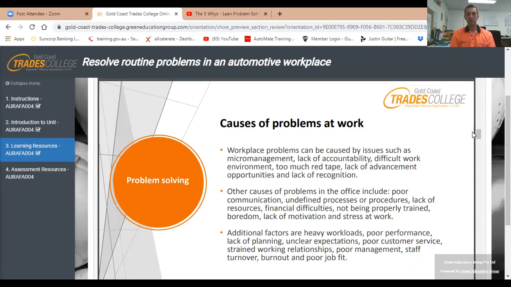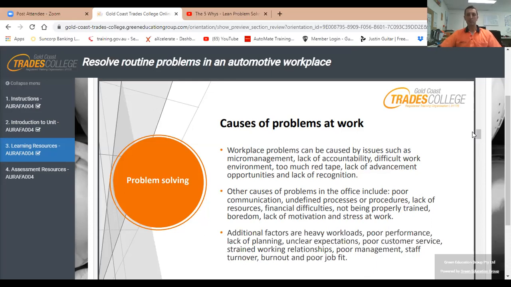Workplace problems can be caused by all sorts of issues, such as micromanagement and lack of accountability, difficult work environments, red tape, lack of advancement opportunities. Some other causes can include poor communication, undefined processes or procedures, lack of resources, financial difficulties, not being properly trained. That's a big one in today's industry. Not being very well trained can make a big difference to your day-to-day working life and can be the root cause of a lot of problems. A lack of motivation and stress at work as well.